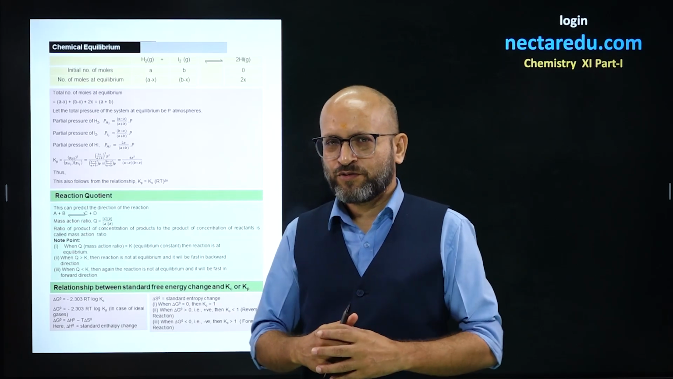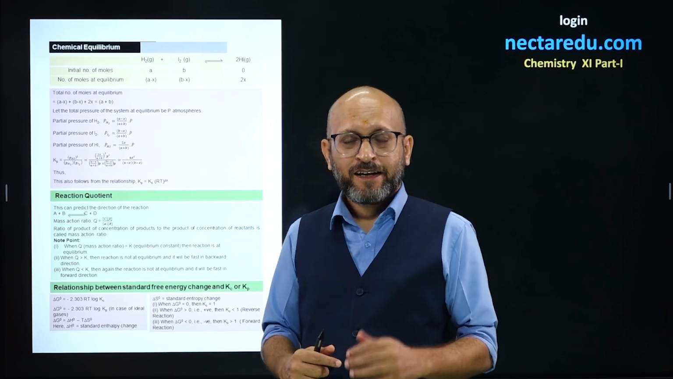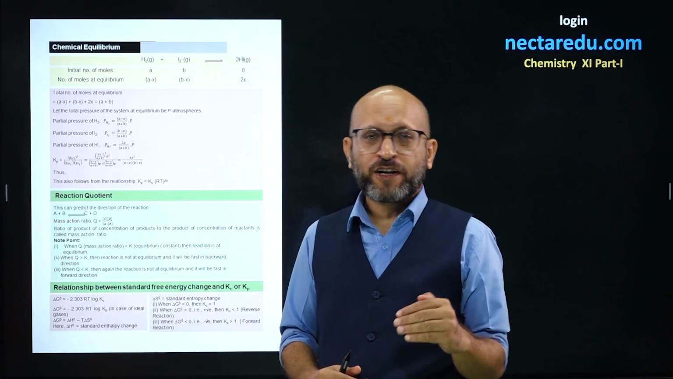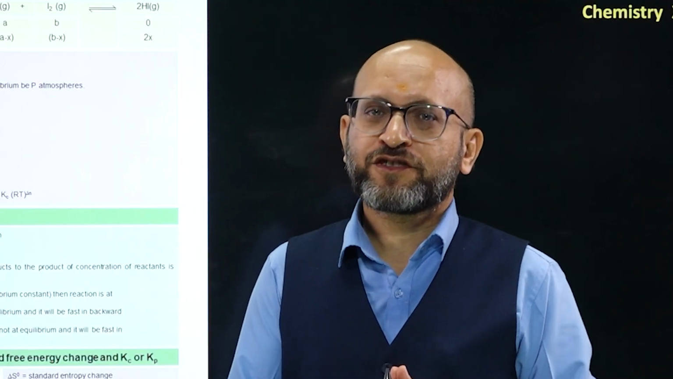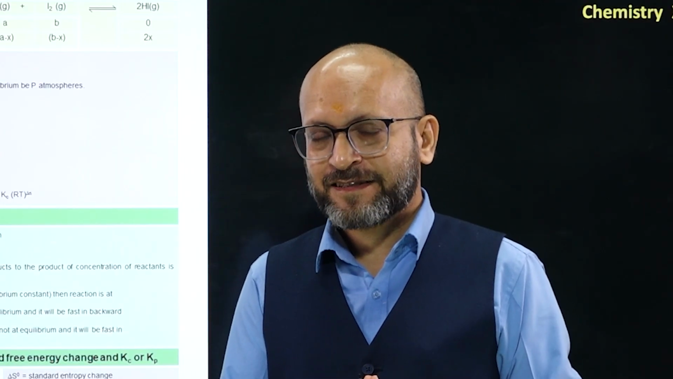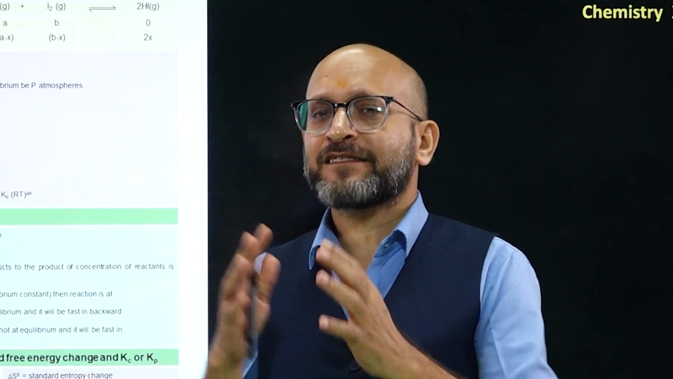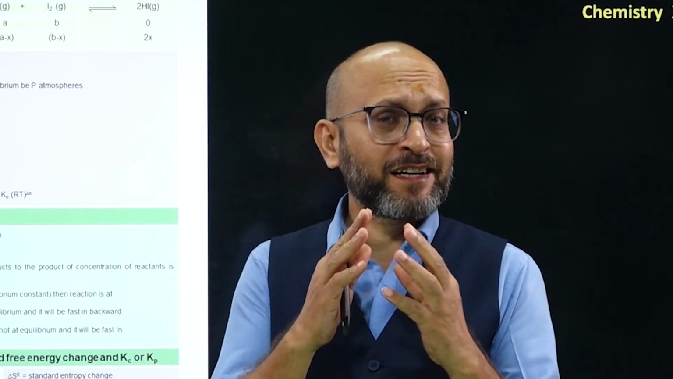So what is reaction quotient? Reaction quotient is the ratio of concentration of products divided by concentration of reactants. Always, it is written same as equilibrium constant. So what is the difference?